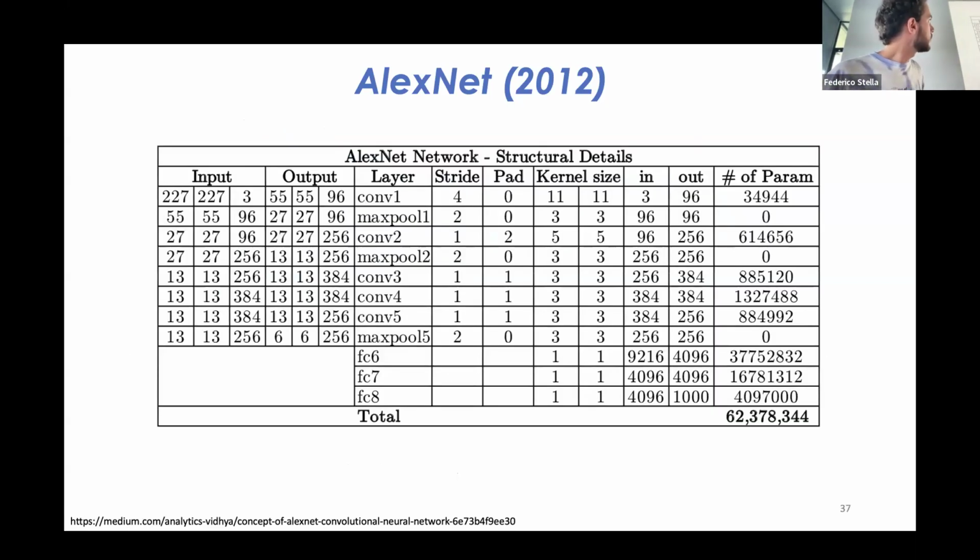Here's just the detailed architecture for AlexNet. You can see it has the 5 convolution layers, 3 max pool layers, and 3 fully connected layers in the end, 62 million parameters. So it's small for today's standards, but it's not really that small.